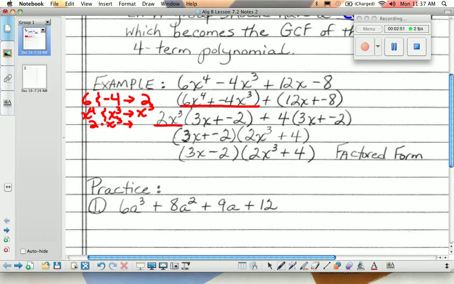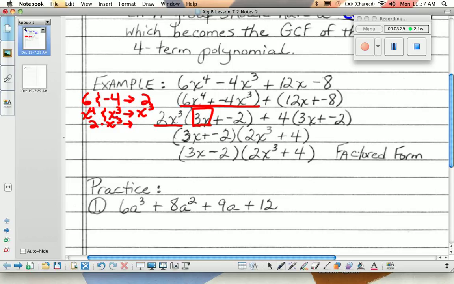So if 2x cubed is the greatest common factor of just those 2 terms, that group only, now I have to take the 6x to the 4th and divide it by that 2x cubed. So what is 6 divided by 2? 3. What is x to the 4th divided by x cubed? If you have 4 x's upstairs and 3 x's downstairs, what do you have? X. So that's where the x comes from. So after we divide 6x to the 4th by 2x cubed, we have 3x. That's our result. And then we do the same thing with the negative 4x cubed.